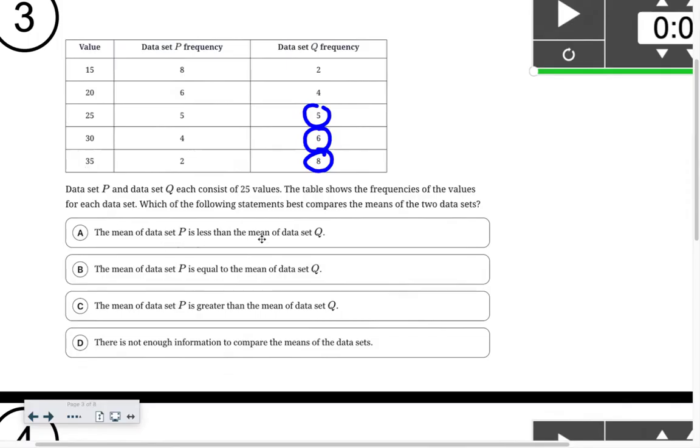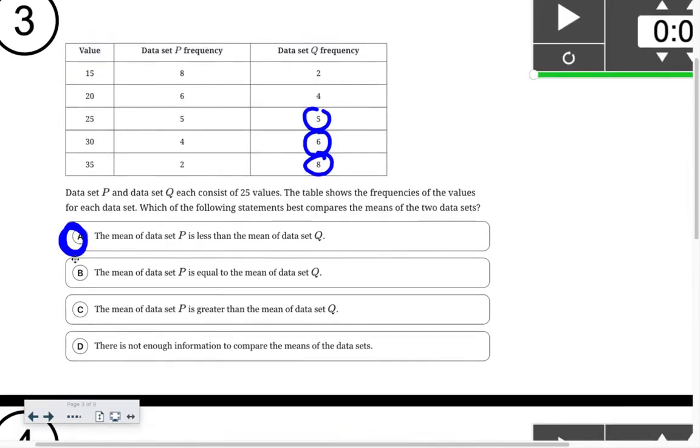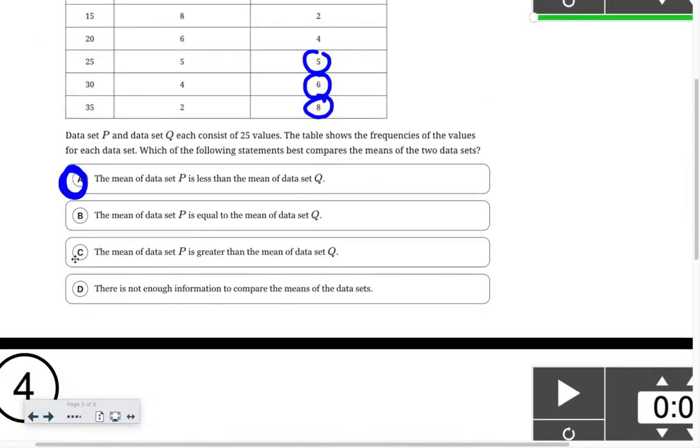So the mean of data set P has to be less than the mean of data set Q. Since the larger frequencies have the larger values, you're just going to have a larger mean. You could find the mean there, but I don't think you need to. It would be wasting a lot of time.